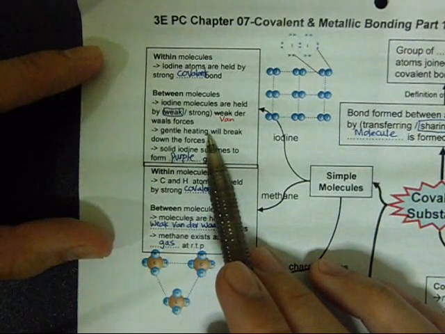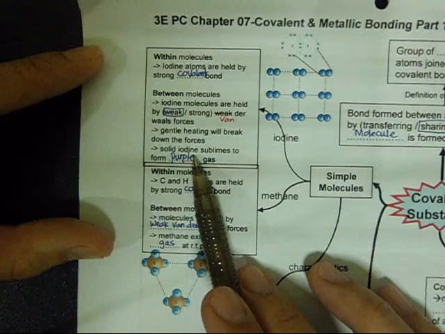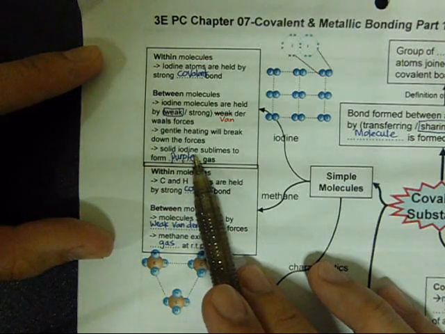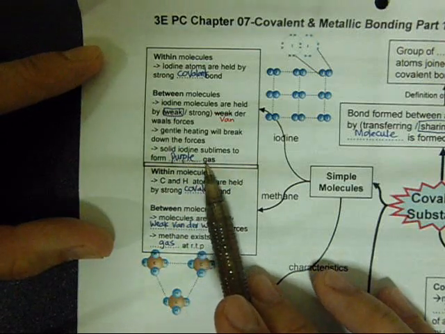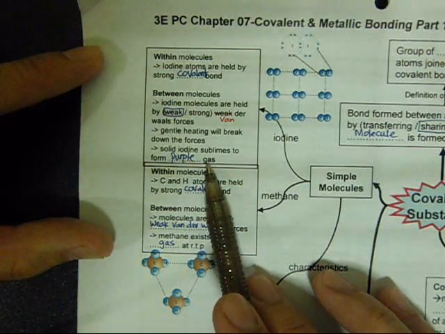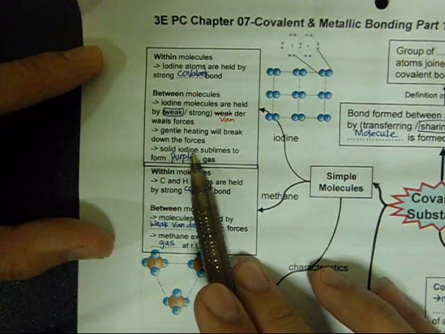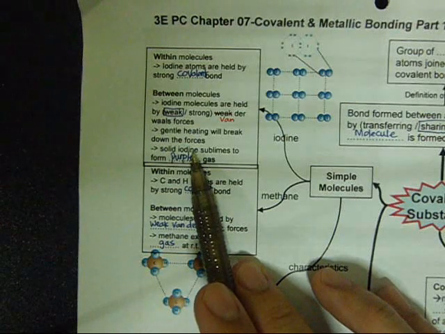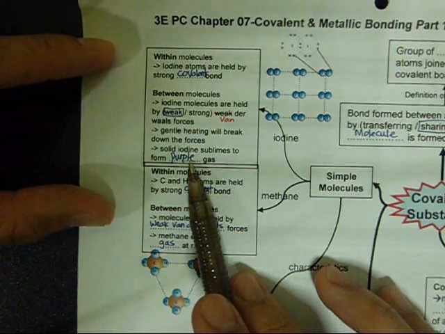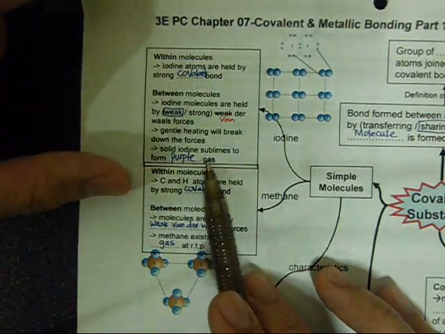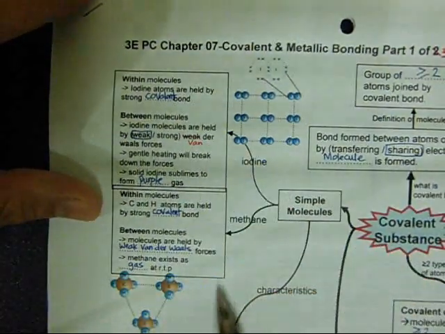And because it is very weak, gentle heating will break down the forces, and when the forces have been broken down, solid iodine sublimes to form purple iodine gas. Because at room temperature and pressure, iodine exists in solid state, and when it is heated, just a little bit of heating, the solid iodine would sublime to become iodine gas. Why? Because the intermolecular forces between iodine molecules are very weak.